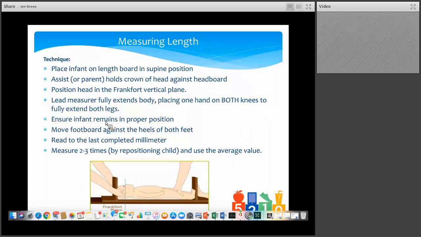The lead measurer then fully extends the body, placing one hand on both knees to extend the legs, and ensures to the best of your ability that the infant remains in the proper position. Then move the footboard up against the heels of both feet, and read the measurement, completing it to the millimeter. Again, it's recommended that we measure them 2 to 3 times, repositioning in between, and then use the average value of those measurements.